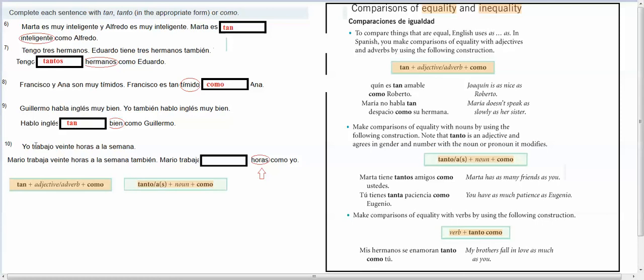And here, yo trabajo 20 horas a la semana. Mario trabaja 20 horas a la semana también. So we're comparing that Mario works as many hours as I do. Hours is a noun. So you would use tanto, noun, como, and we want the tanto to agree with horas, which would be tantas. Tantas horas como yo.